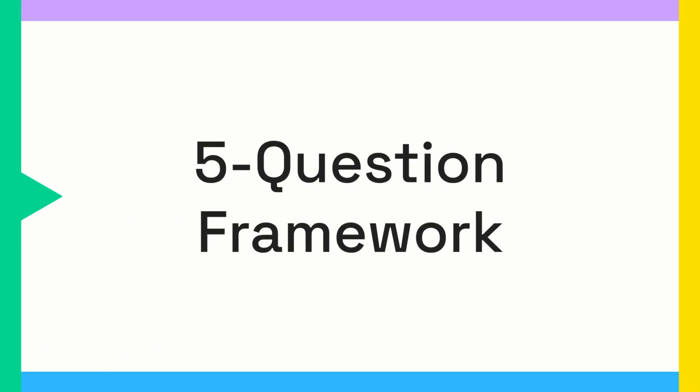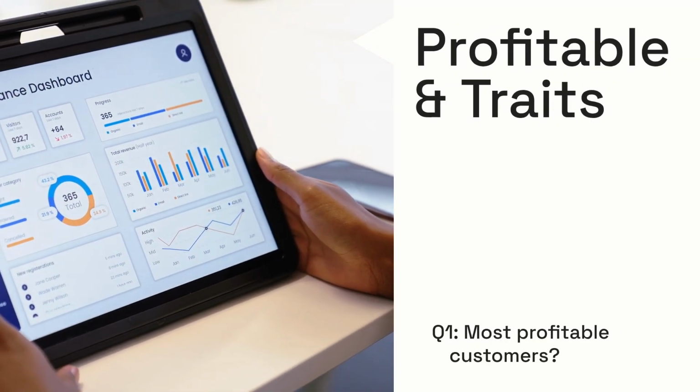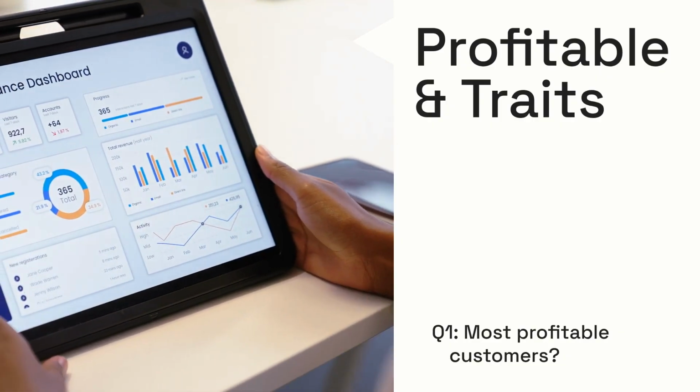Now let's get to the core of building a powerful ICP, my 5-question framework. This systematic approach ensures you gather all the necessary data to define your truly ideal customers. Question 1. Who are your most profitable customers? Rank them by lifetime value, retention rate, and expansion potential.